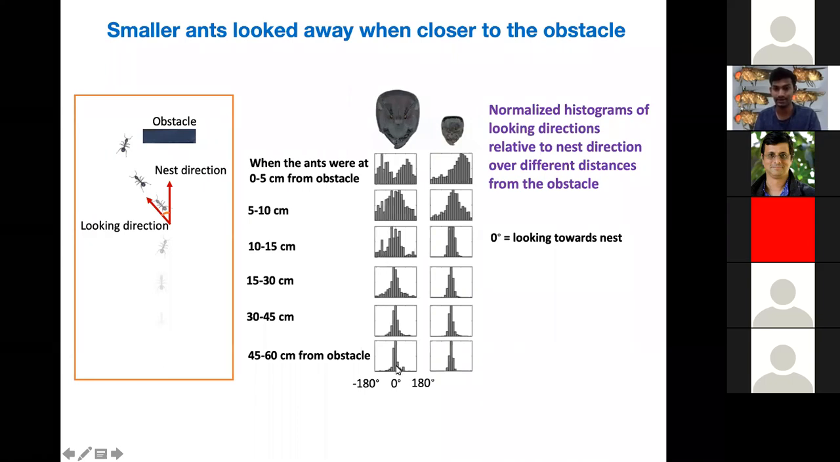And so as you can see, for the larger ant, as it goes closer to the obstacle, around 10 to 15, it starts to look slightly away from the nest direction, while the really small one doesn't seem to do as much, and it seems to do so when it gets really close to the obstacle, around 5 to 10 centimeters. So that's the other variable that shows that smaller ants actually look away when they're really close to the obstacle as well.